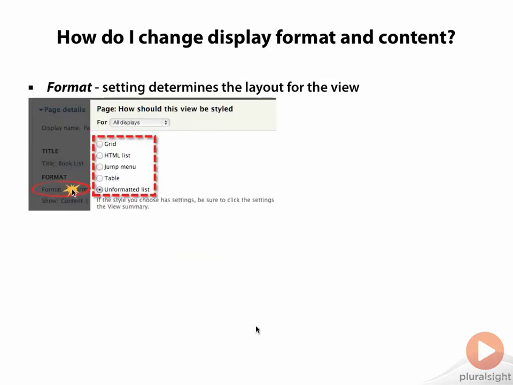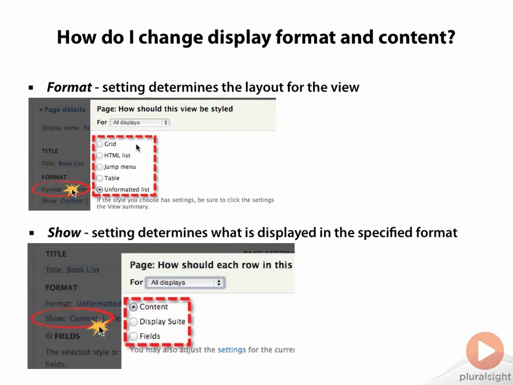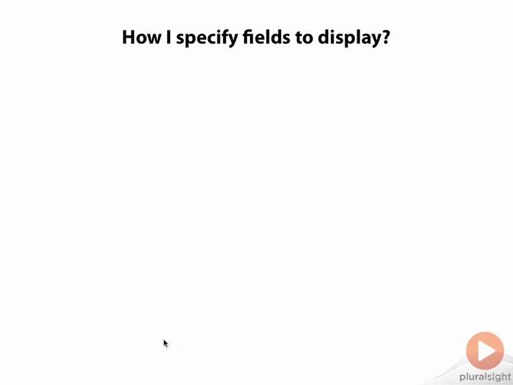Now the format determines the layout for the view. We have choices of unformatted list, table, jump menu, HTML list, or grid. And for some of these formats, you will then control whether it displays content such as a teaser view, if you're using Display Suite, perhaps a layout specified by that module, or in some cases, individual fields.